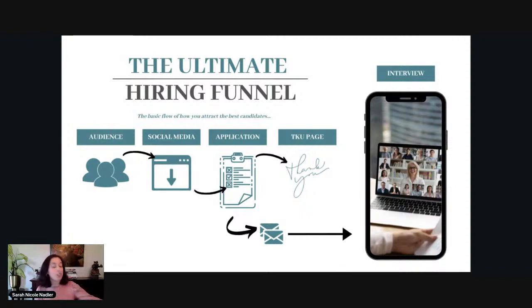So again, telling your client base, telling your audience on social media that you are hiring is a great strategy, because those people already know, like, and trust you. Oftentimes, they're already advocates for your products or services. They're great at talking about them because they know what it does for you. So these can sometimes be your best hires.